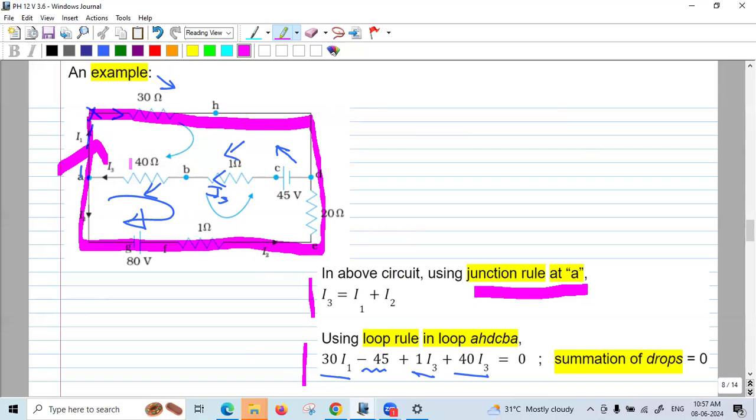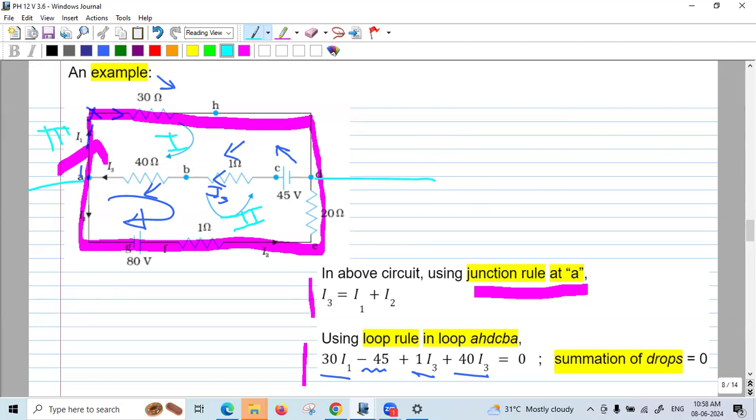It's like the junction rule applied at two points: they turn out to be exactly the same. It's not an independent equation. Similarly, here there are actually only two independent loops. The third loop I can consider as dependent on the first loop. This is my first loop, and this is my second loop, the bottom one, and I can take the outer one as the third loop.